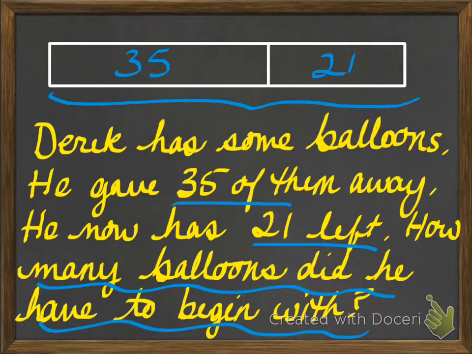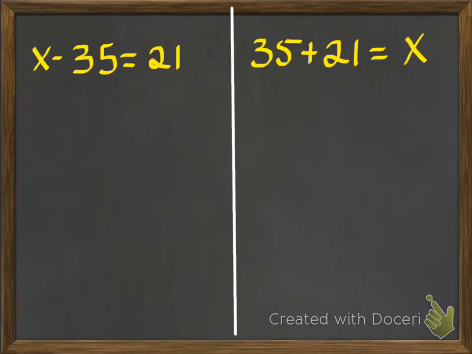The part that I don't know is this. How much did he have to begin with? That's the part I don't know. So that's going to be my letter X. So I can write that a variety of ways. I know that X, the whole amount, minus 35 is going to equal 21 balloons. Or I could write it that X minus 21 is going to equal 35 balloons. Or I know that 35 balloons plus 21 balloons is going to equal X.